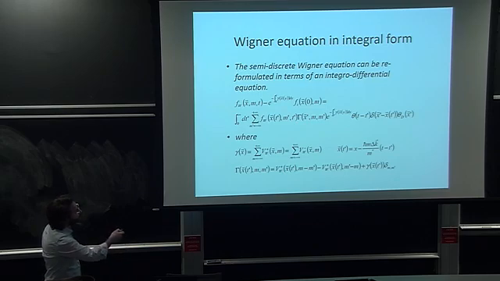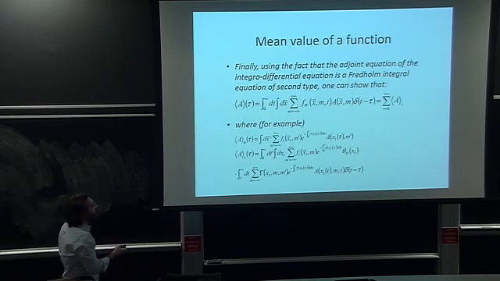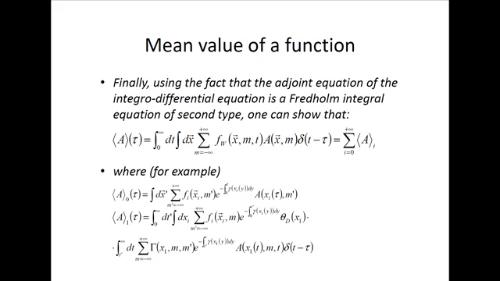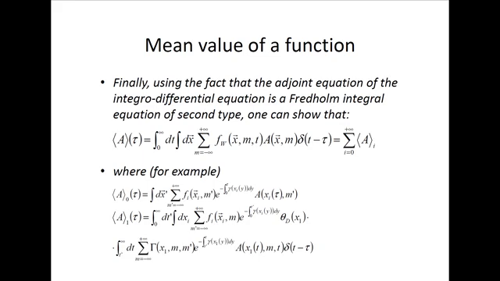So there are still a lot of details that I am skipping, but the idea to retain is just that you can write the equation now in this way. And if you do this, and you take what we call the adjoint equation of this equation here, you end up with an equation which is exactly the Fredholm integral equation of the second kind. So you can write the solution of this equation now in terms of this Liouville-von Neumann series.